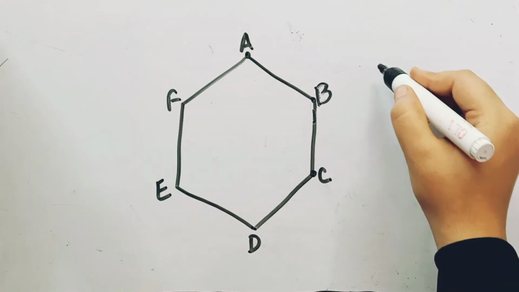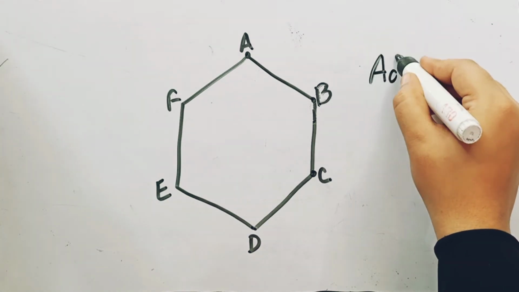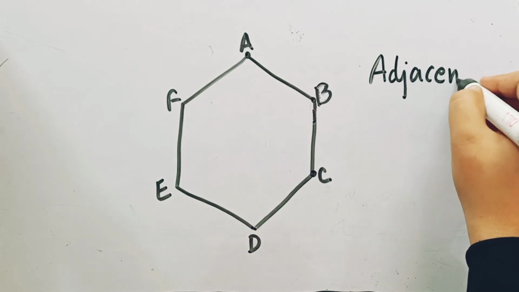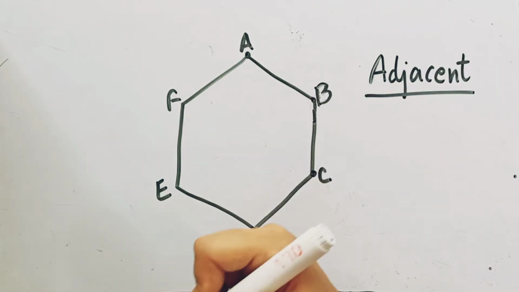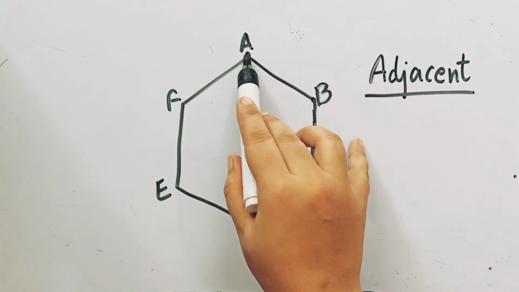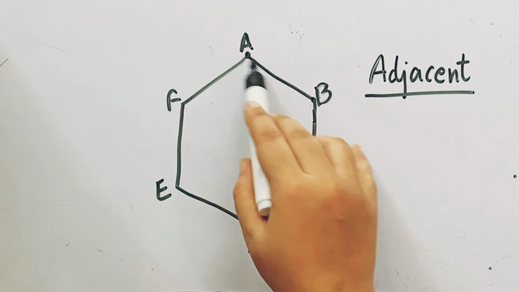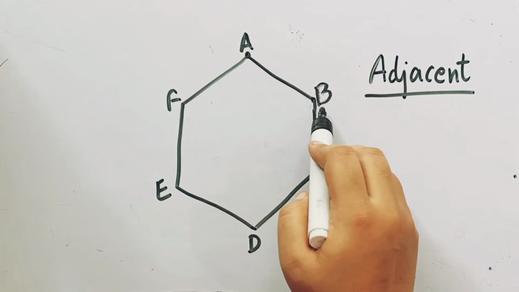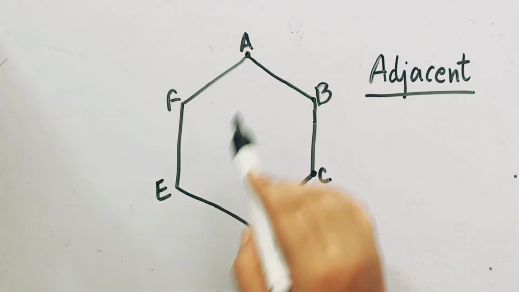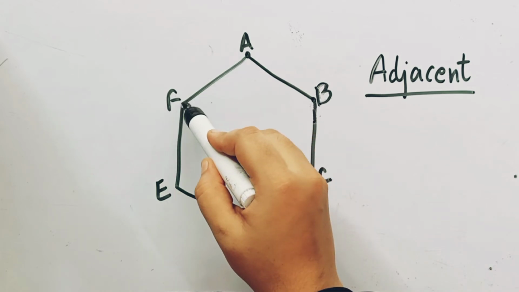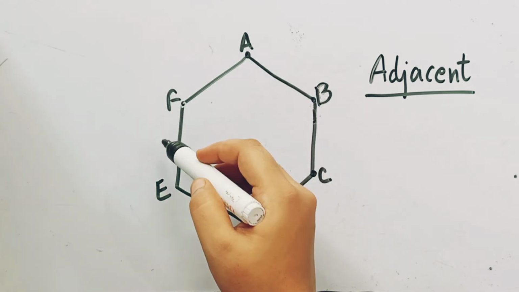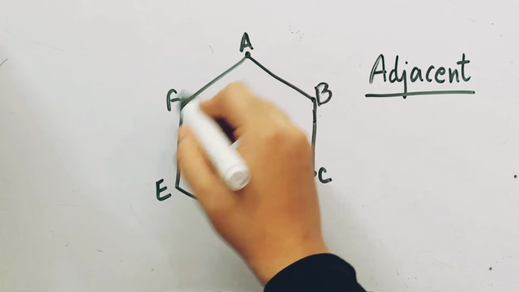Now next comes the word adjacent. Do you know this word? What does it mean? Adjacent means side by side. For example, this is vertex A and this is vertex B. They are side by side. So vertices A and B are adjacent to each other. In the same way, vertices A and F are also adjacent to each other because they are side by side.